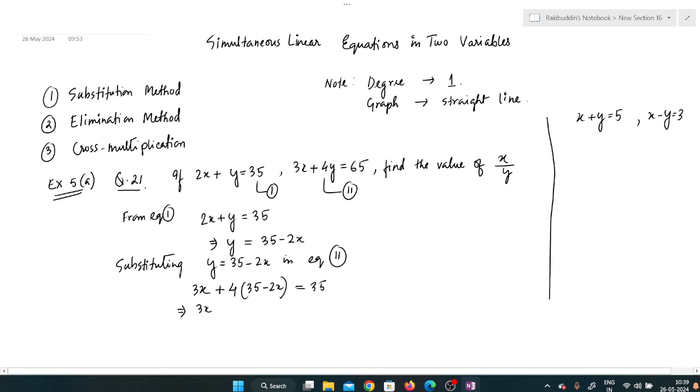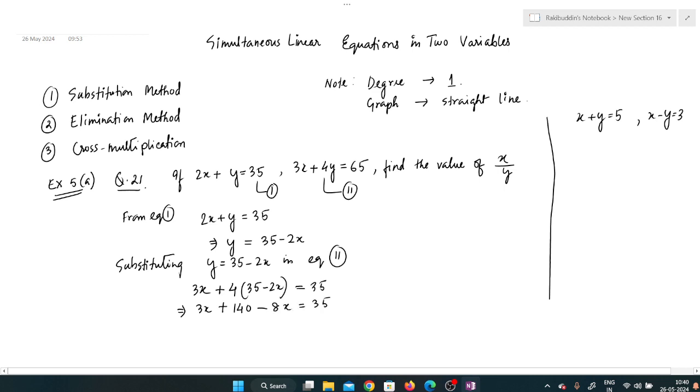It will be 3x plus 4 times 35 minus 2x. So it will be 140. 4 5s are 20, 4 3s are 12, 12 plus 2 is 14. Now what I have seen is that most of you multiply with the first term and with the second term you don't multiply, but you need to multiply with the second term also, because there is a bracket and this 4 is multiplied to both the terms. So first 4 35s are 140, then 4 2s are 8, it becomes 8x equals 35.